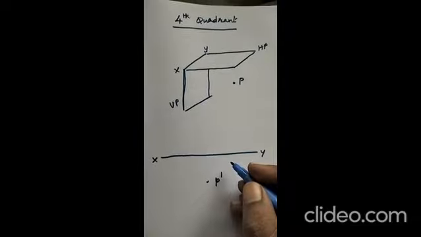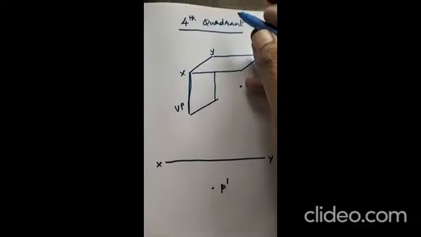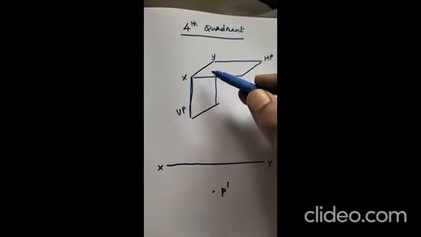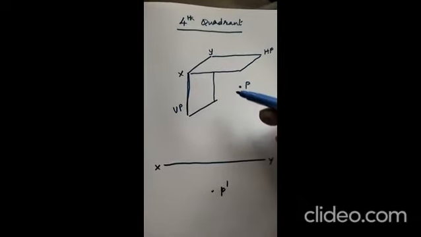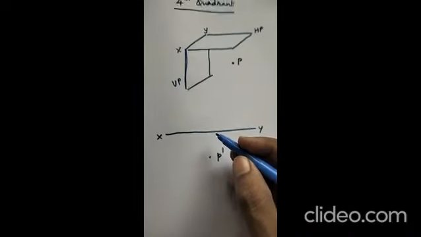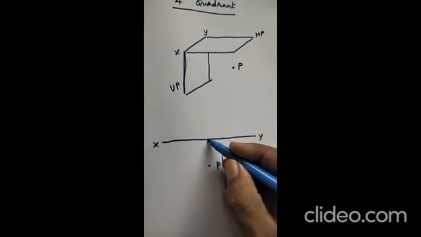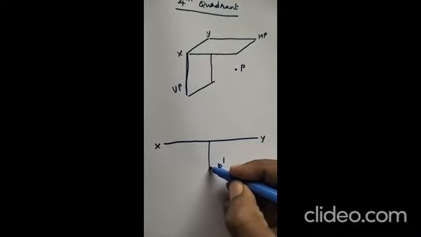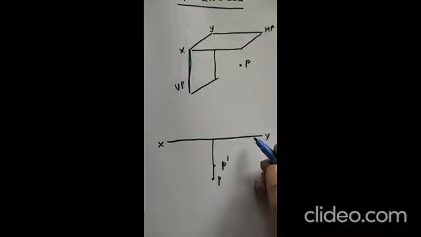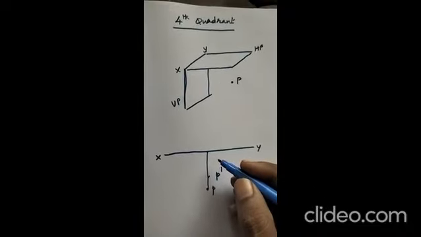Likewise, when we look for the top view, so the HP becoming transparent, now we can imagine below XY region we are getting the top view of this object also, that is the notation is small letter p. So this is the case of fourth quadrant.